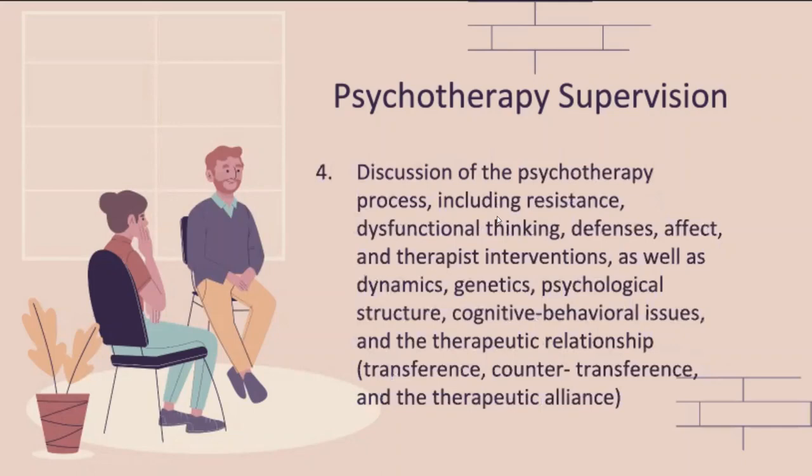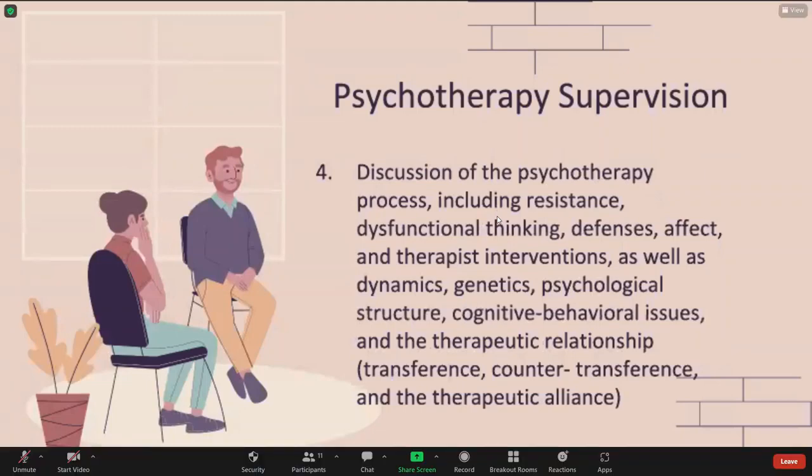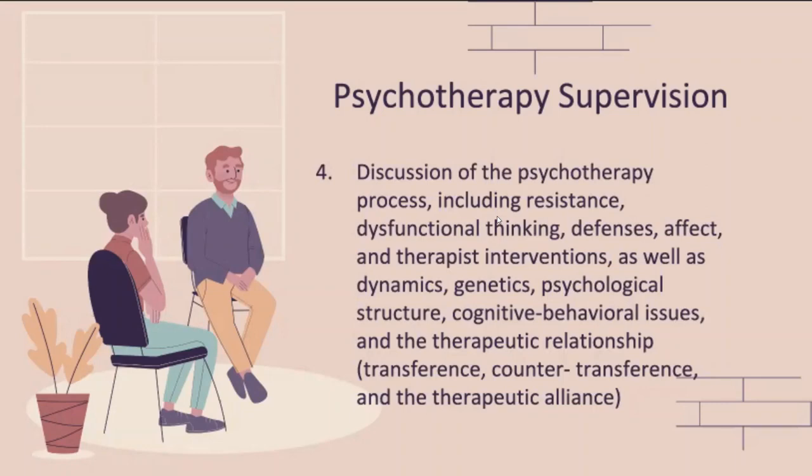discussion of the psychotherapy process, including resistance, dysfunctional thinking, defenses, affect, and the therapist interventions, as well as dynamics, genetics, psychological structure, cognitive behavior issues, and the therapeutic relationship. So included are the transference and the counter-transference, and then the therapeutic alliance. So basically, the supervisor has traditionally evaluated the resident's work by noting how well the resident performs the tasks just listed, as well as assessing other areas such as ability to listen and to relate to the patient in an empathic manner. The evaluation process by the supervisor is ongoing, but formal evaluations are generally performed once or twice a year or more.